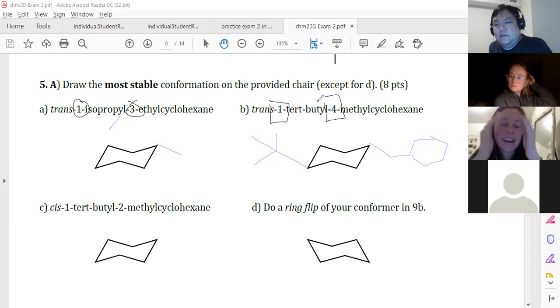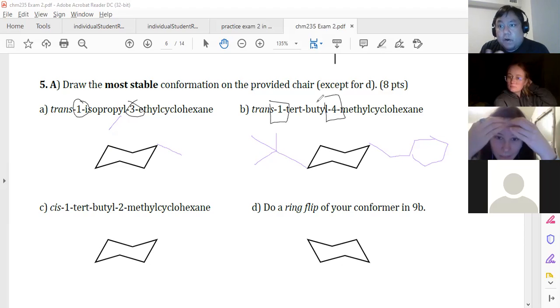Right. If it was 1,3 again, one should be in the equatorial, right? But in this case, since they're trans 1,4, both of them can always be in the equatorial.